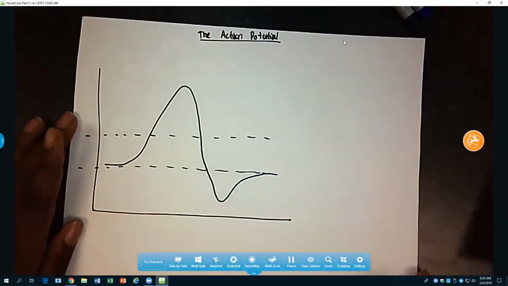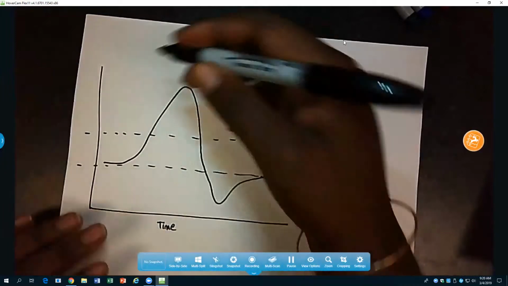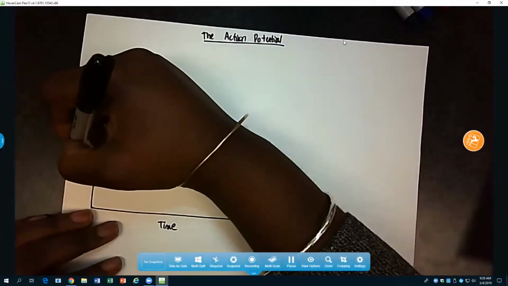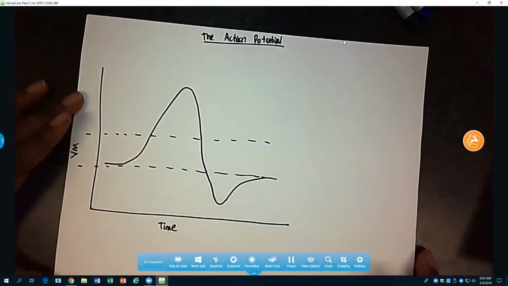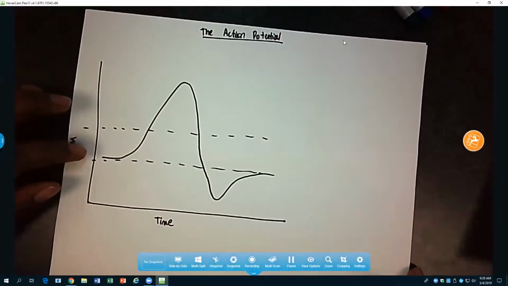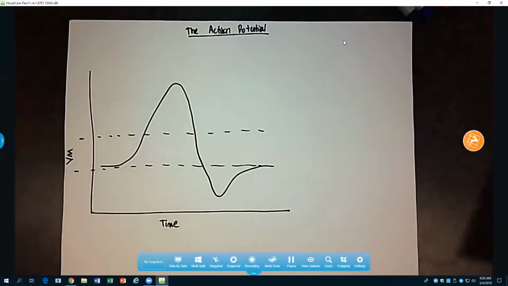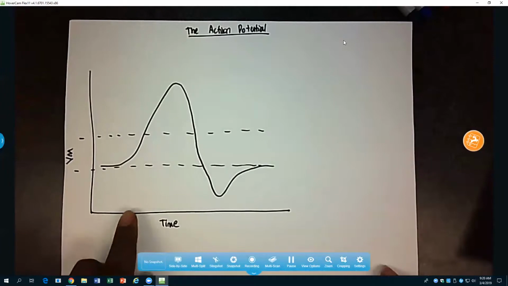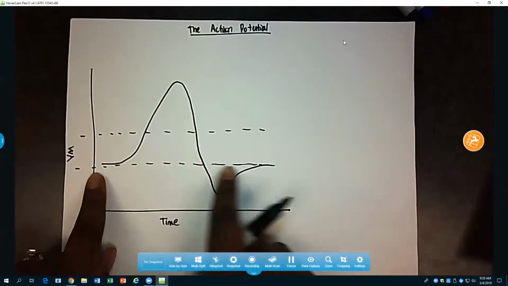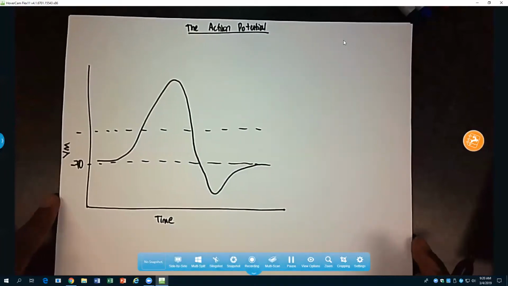Okay, so just to start off here, we have our graph. We have time on the x, and let's put the membrane potential change on the y. Right off the bat, we've differentiated 2 points here. Can anyone tell me what those 2 membrane potentials are? The numbers. All right, so this would be -70, correct? -70 millivolts here. And what would that be in terms of a description?